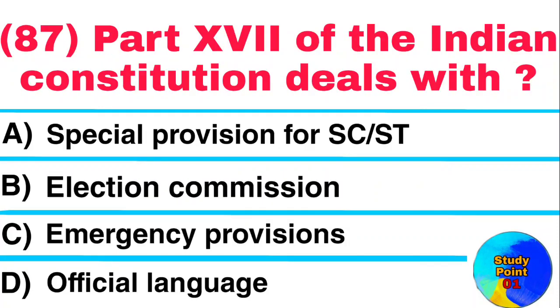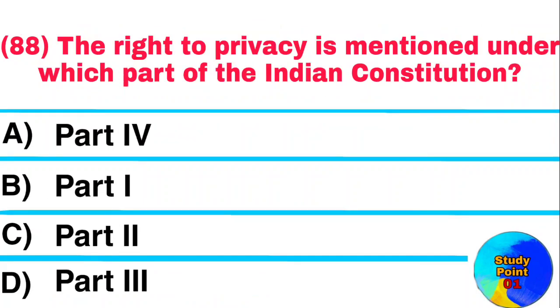Question. Part 17 of the Indian Constitution deals with A. Special provision for SC ST. B. Election Commission. C. Emergency provisions. D. Official language. Answer. Official language. Question. The right to privacy is mentioned under which part of the Indian Constitution? A. Part 4. B. Part 1. C. Part 2. D. Part 3. Answer. Part 3.